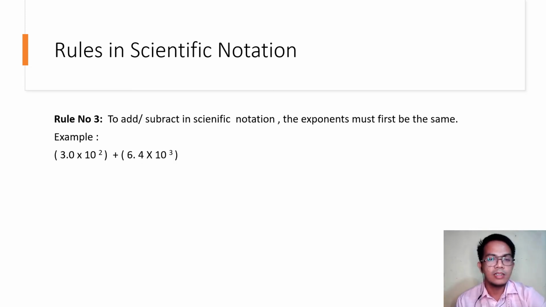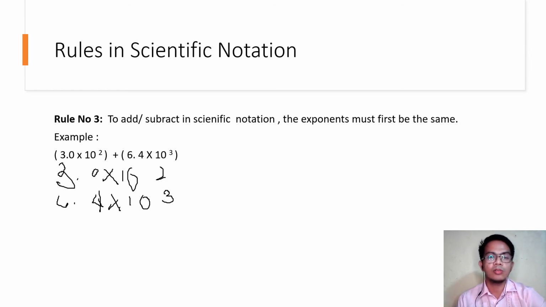Rule number 3, to add or subtract in scientific notation, the exponents must first be the same. So, for example, we have 3.0 times 10 raised to 2 and 6.4 times 10 raised to 3. These values have different exponents. Since 6.4 times 10 raised to 3 is equal to 64 times 10 raised to 2, we will use 64 times 10 raised to 2 instead, so we have different values but the same exponent. Now we can add these two.